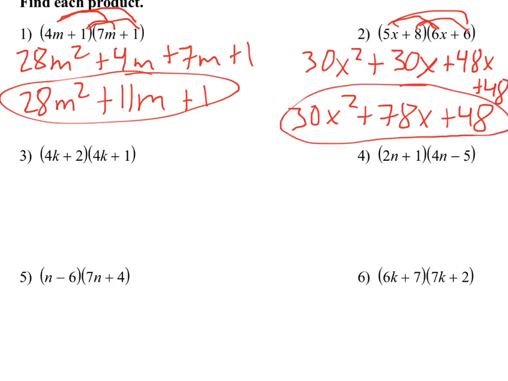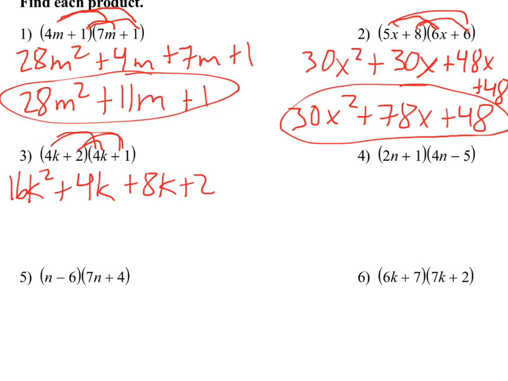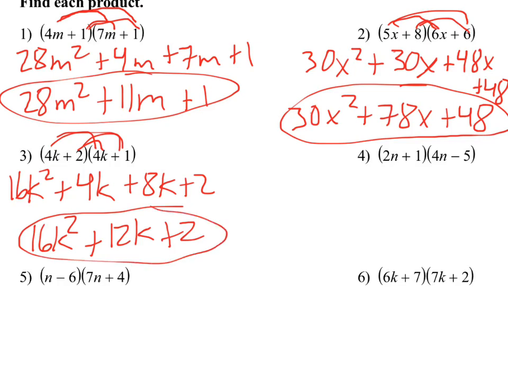Moving on to 3, you just take this first one times both of them. 4k times 4k gives you 16k squared, and then 4k times 1 gives you 4k. 2 times 4k and 2 times 1 is going to give you plus 8k and plus 2. Combine the two middle guys together, you'll get 16k squared plus 12k plus 2, and you get this guy.